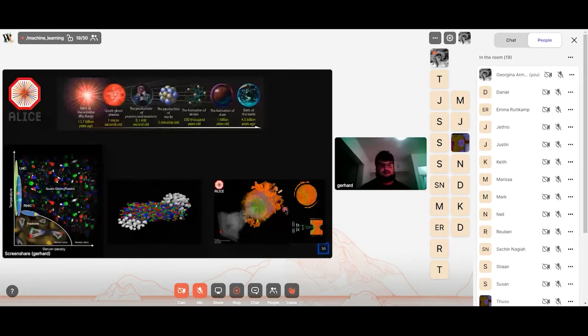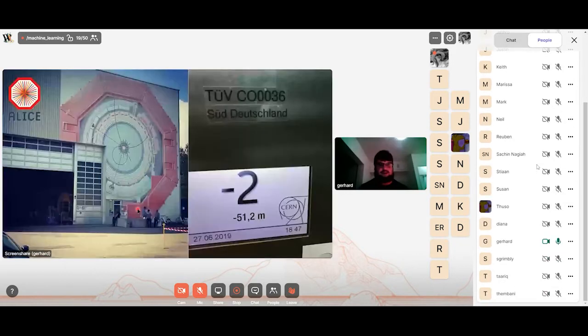If you look at the 3D representation of this collision, you can see that the way the tracks bend gives you an indication of the momentum they're traveling at and the direction, which in turn gives you an indication of their charge. And these bars over here indicate the energy deposit at that specific point.